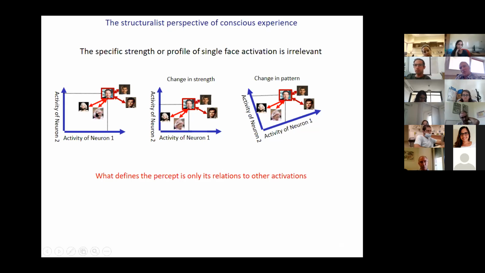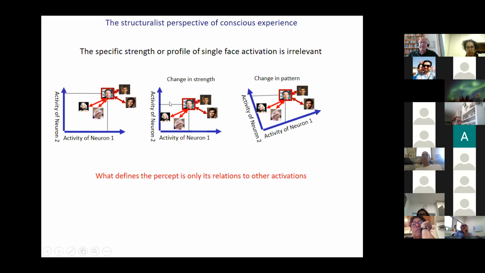But what will happen if we simply move the axis closer to this cluster of images? Notice that now this face activates much less, a much weaker activation. Nevertheless, if the idea is correct, we will keep seeing this face exactly as it is, because nothing has changed in the activation relationship of this face to all other faces. It's just that the overall activation changed.